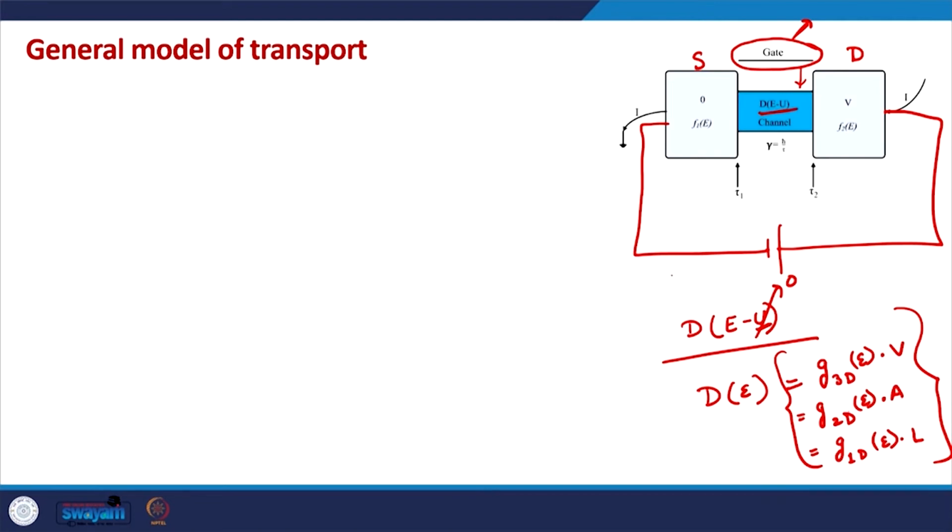The source and the drain, this is how the channel is characterized. This is basically modeled by the total number of electronic states per unit energy, or density of states, multiplied by the volume or the area or the length. The source and the drain regions are modeled by the Fermi functions, the source Fermi function and the drain Fermi function, sometimes written as F1 and F2 of E.